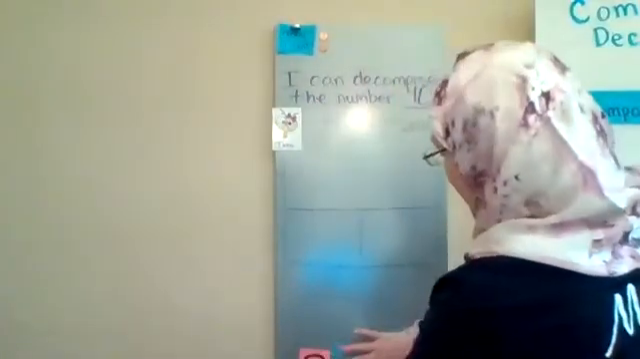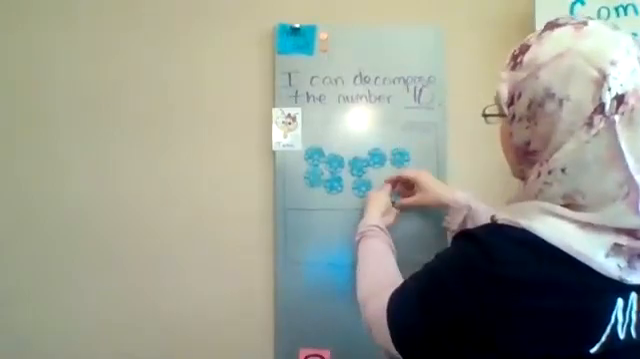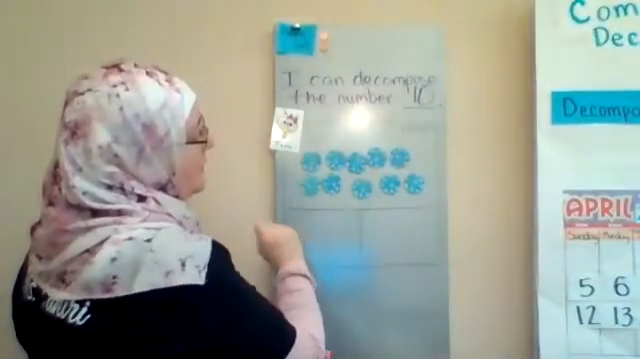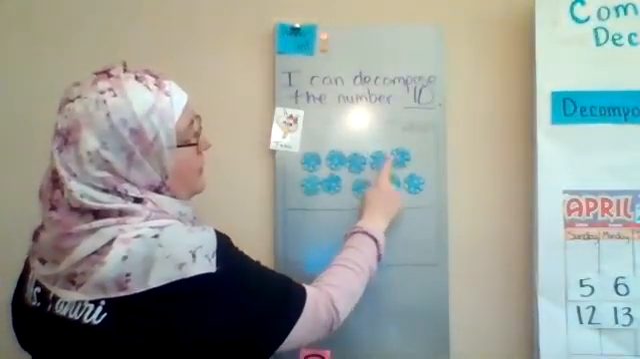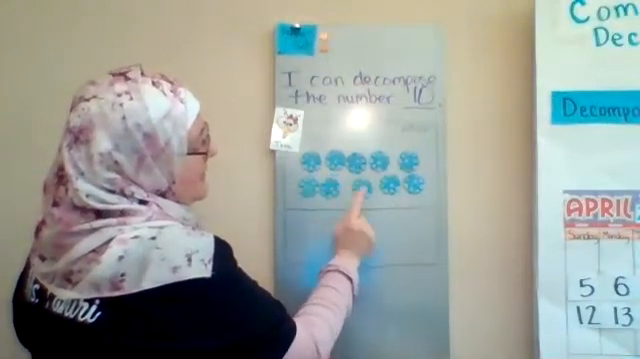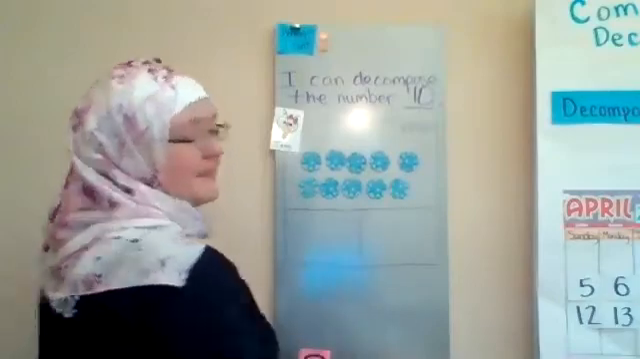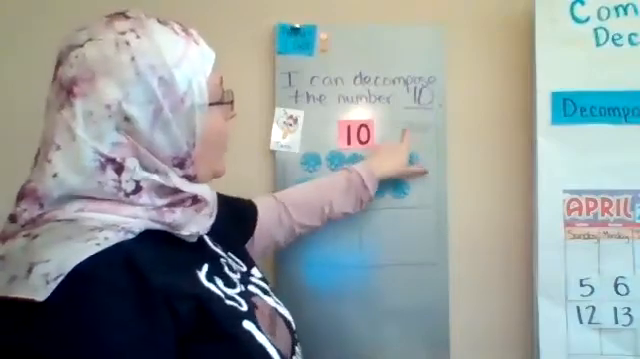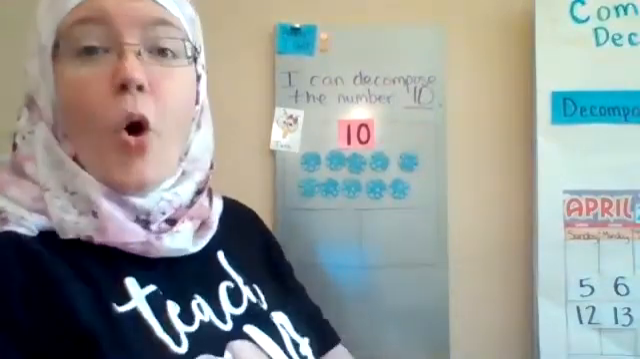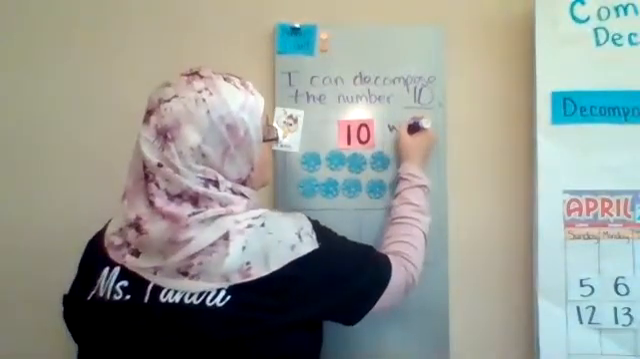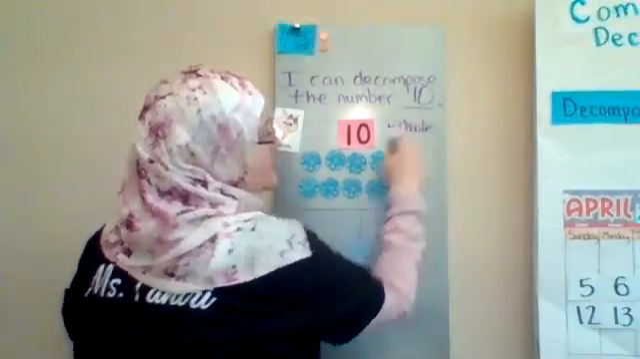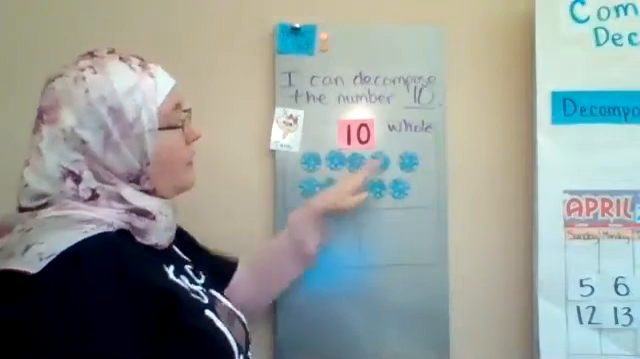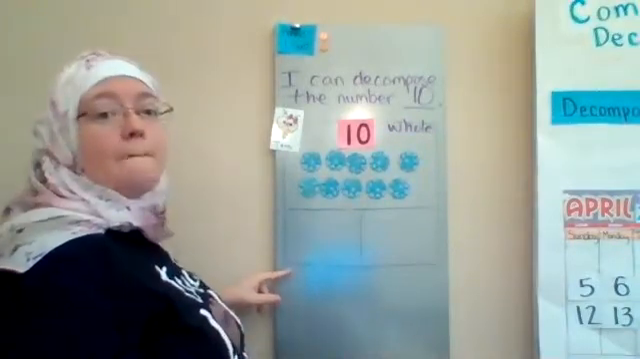So I went around and I found some flowers. Let's see if we have enough. 1, 2, 3, 4, 5, 6, 7, 8, 9, and 10. So our number today is 10. We call this the whole number, because that's all of it. That's all of the pieces for my number. But we're going to break it today, and we're going to break it into parts.